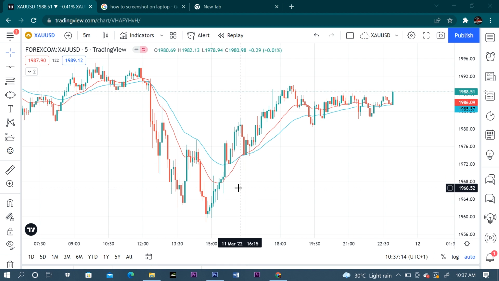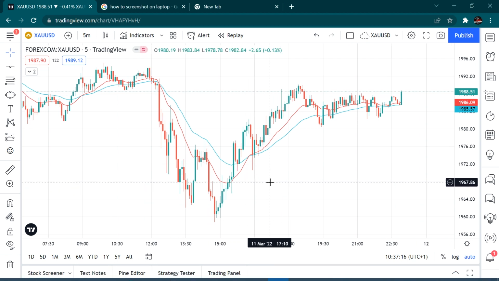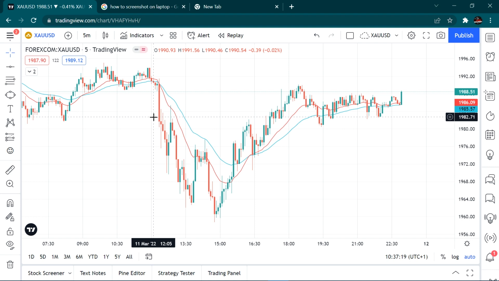So psychology levels are whole numbers. There are places where big banks and hedge funds pay attention. There are places where these banks and hedge funds most likely put their take profits. There are places where they hop into trade or hop out of trade. So that's why markets tend to react at those zones.